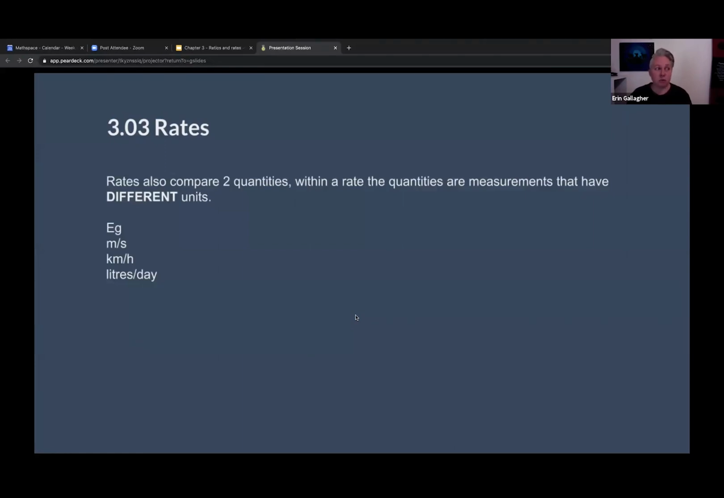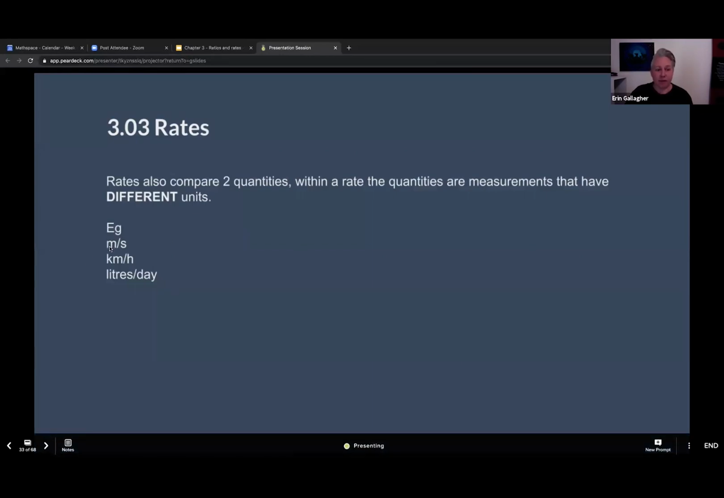So unlike in ratios where we compare, say, chickens to chickens, or we can compare the number of red dots to the number of green dots, rate is where we have 2 different types of things happening. So in these examples, what I have are meters per second or kilometers per hour. So all speeds are rates. They're comparing the quantities, you know, how far over how length of time. This is another one. Say we're talking about maybe a tank has got a leak, and so it leaks out at some number of litres of water per day. Okay, so we've got measurements that are different units, and we can compare them.